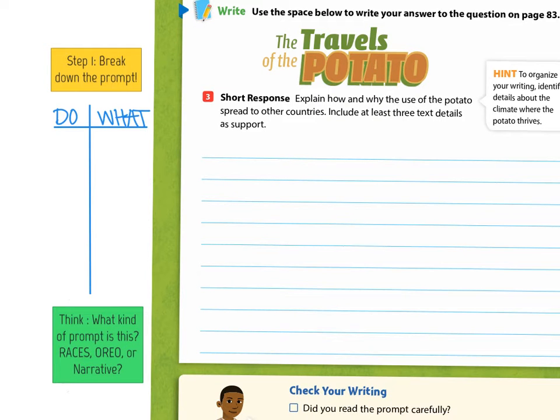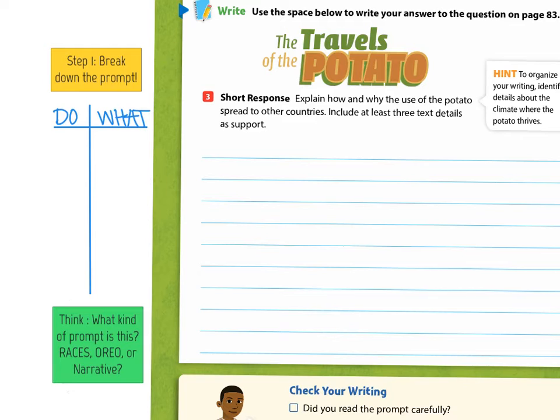Now I want us to think about what we know about writing. So this prompt goes with our text, The Travels of the Potato. Explain how and why the use of the potato spread to other countries. Include at least 3 text details. Now in the margin, you're going to see just a couple of reminders of what we would do in writing.